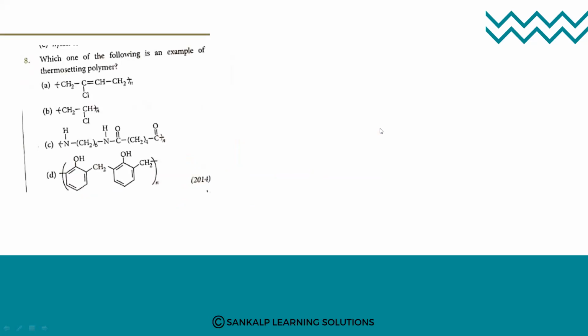Which of the following is an example of a thermosetting polymer? We have discussed what thermosetting is. These are cross-linked or heavily branched molecules which, on heating, undergo cross-linking. They become hard, and they are infusible, an insoluble mass.